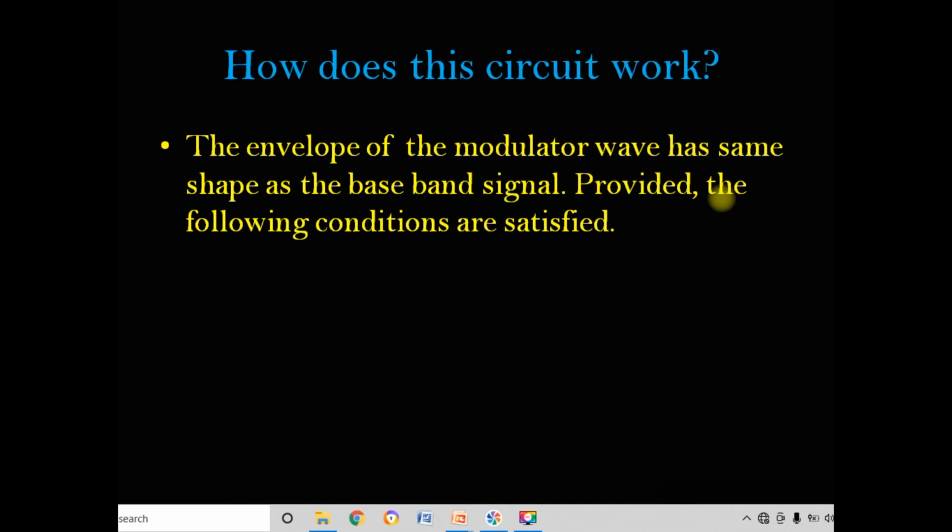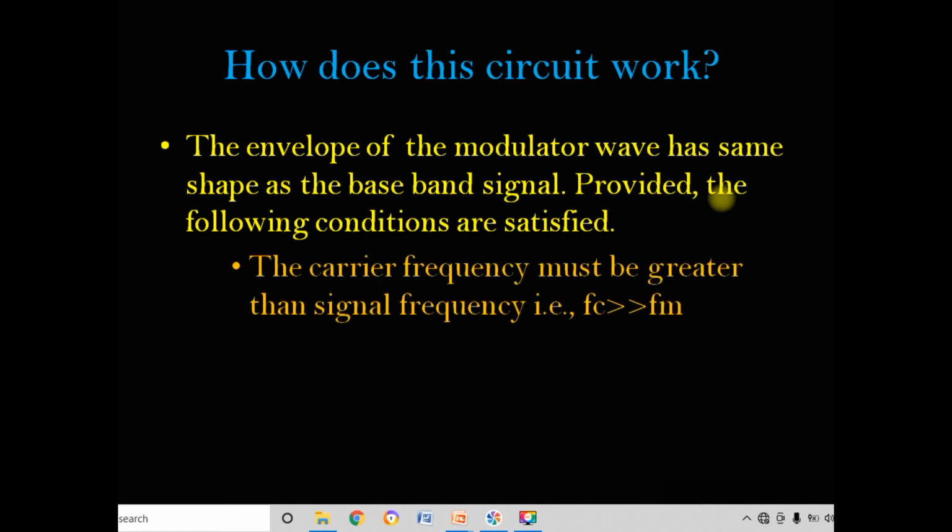The envelope of the modulated wave has the same shape as the baseband signal, provided the following conditions are satisfied. Number 1 is the carrier frequency must be greater than the signal frequency, that is Fc should be greater than Fm, and the second one is the modulation index must be less than 1.